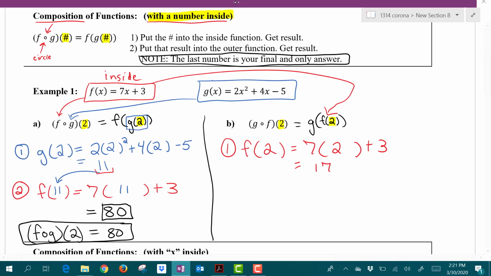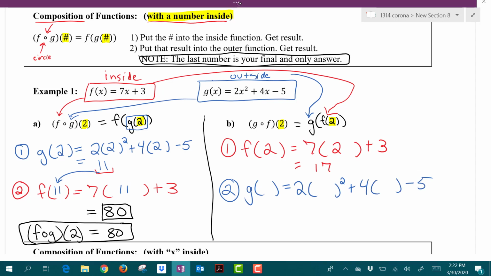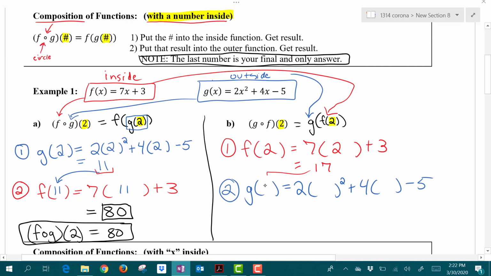Now step 2 says we take that answer that we just got and drop that into the outer function. This time that outside function is now g. So we're going to write out function g of x, putting parentheses where we see an x. There's our function g. And now I'm going to take the 17 that we got from the previous answer and drop that into that outside function g.